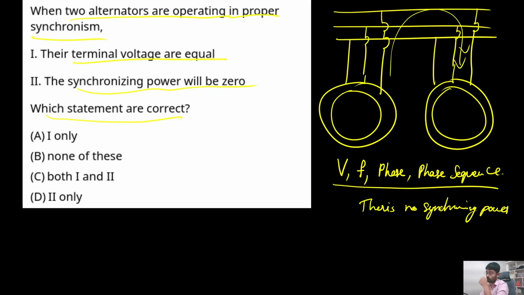Whenever a torque or voltage in one machine decreases, obviously a torque will suddenly be developed to bring both in synchronism, which is called synchronizing power. So when both are already in proper synchronism, the synchronizing power is equal to 0. From this explanation we can assume that the terminal voltages are equal, so statement 1 is correct. The synchronizing power will be 0, so statement 2 is also correct, which means both 1 and 2 are correct. So option C is the correct answer.